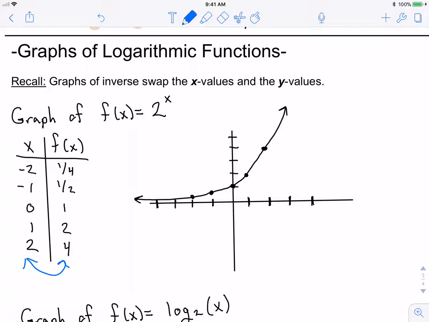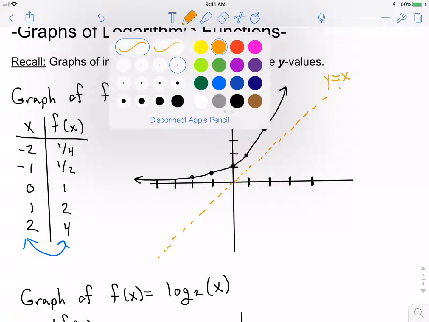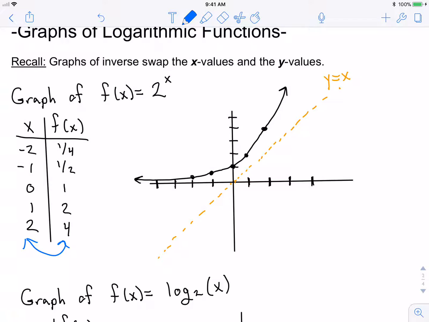So the x values become y values, and the y values become x values, and we can see that these are reflected. So if we wanted to do this, maybe on the same graph here, and we remember that inverses are reflected over the line y equals x, then right away we should be able to graph down a logarithm.